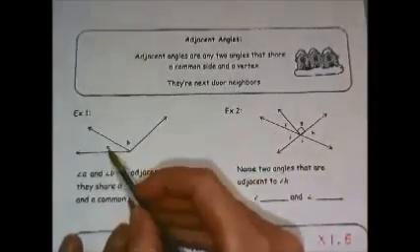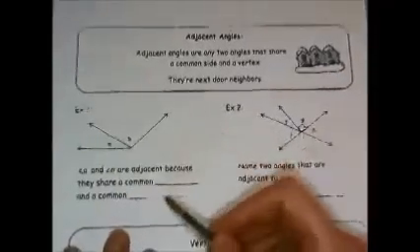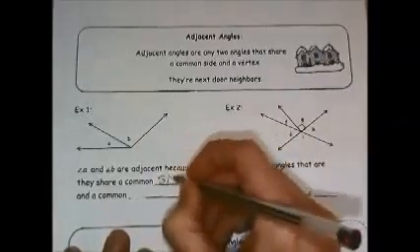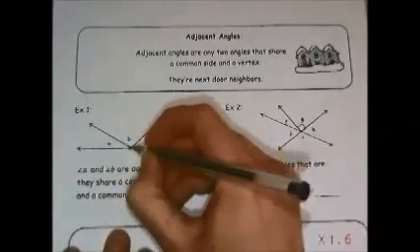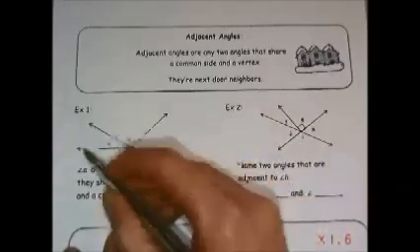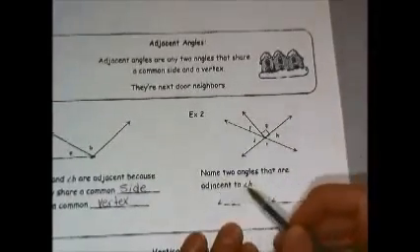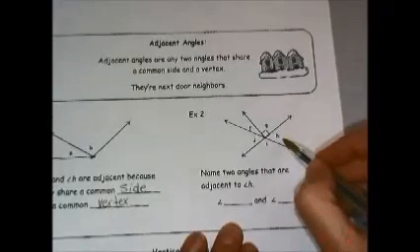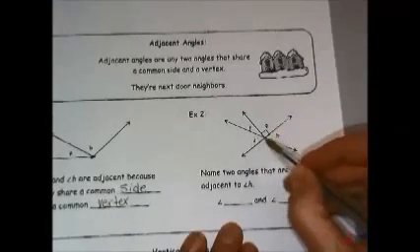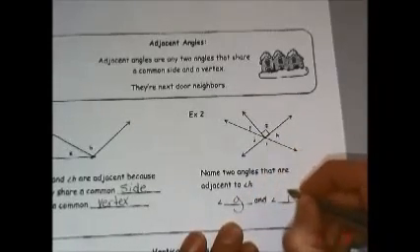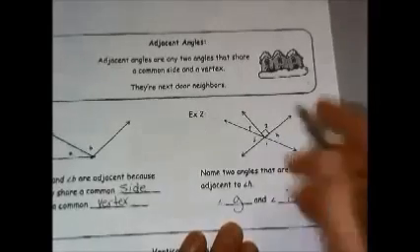Example 1, I have angle A and angle B. These two angles are adjacent because they share this wall in between them, this side right here. So they share a common side and a common vertex. Your vertex is where each one of these rays meets. Example 2. Name two angles that are adjacent to angle H. Well, here's angle H. What angle would be next door to angle H? Well, angle G and angle I are next door to angle H. They share a common wall.